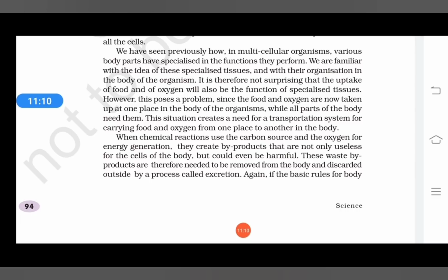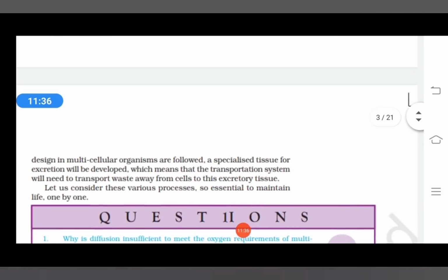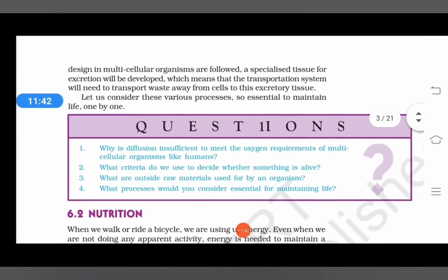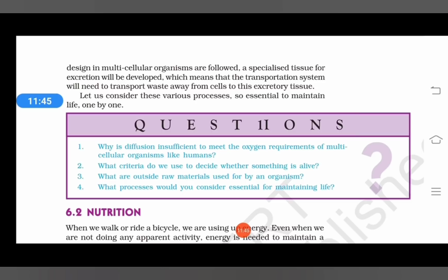When chemical reactions use the carbon source and oxygen for energy generation, they create byproducts that are not only useless for the cells of the body but could even be harmful. So these waste byproducts need to be removed from the body and discarded outside by a process called excretion. Again, if the basic rules for body design in multicellular organisms are followed, a specialized tissue for excretion will be developed, which means the transportation system will need to transport the waste away from the cells to these excretory tissues.